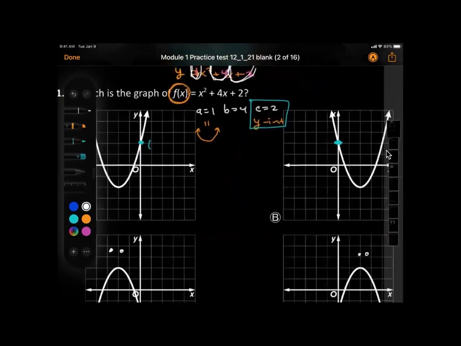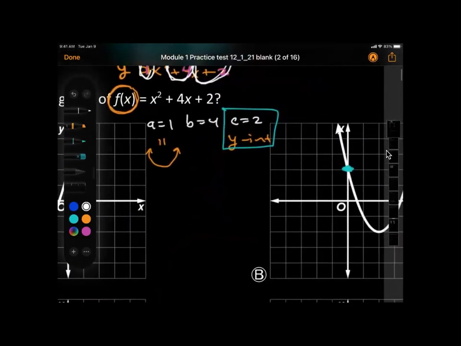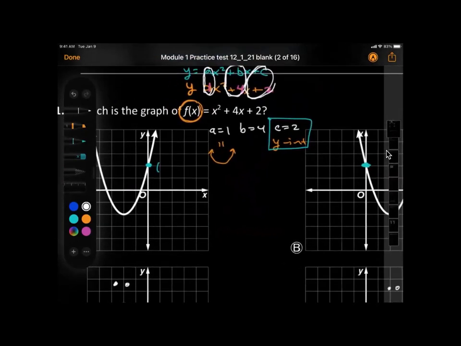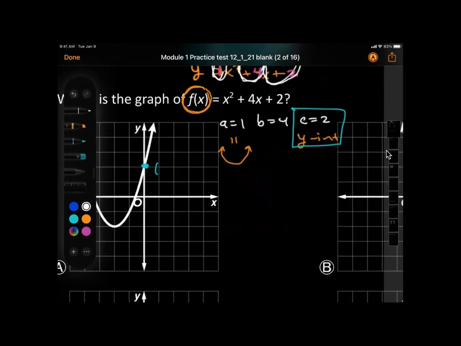Okay. The other quick clue is that the c value, c equals 2, represents the y-intercept. And I was about to explain why. Well, if you put an ordered pair here, the ordered pair is 0 on the x-axis, 2 on the y-axis. So the ordered pair is 0, 2. So if you put x equals 0 into this equation, 0 times 0 is 0, 4 times 0 is 0, and 0 plus 0 plus 2 is just 2. So the c value is the y-intercept.